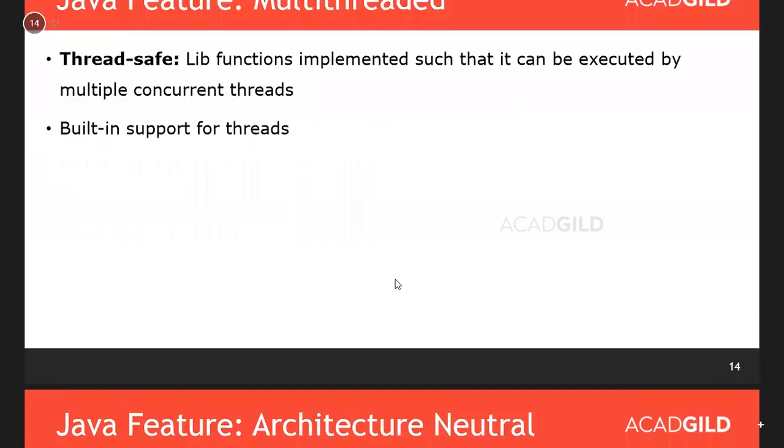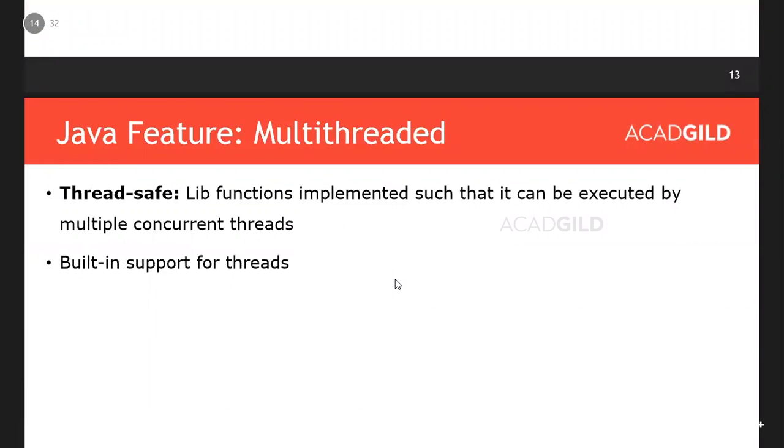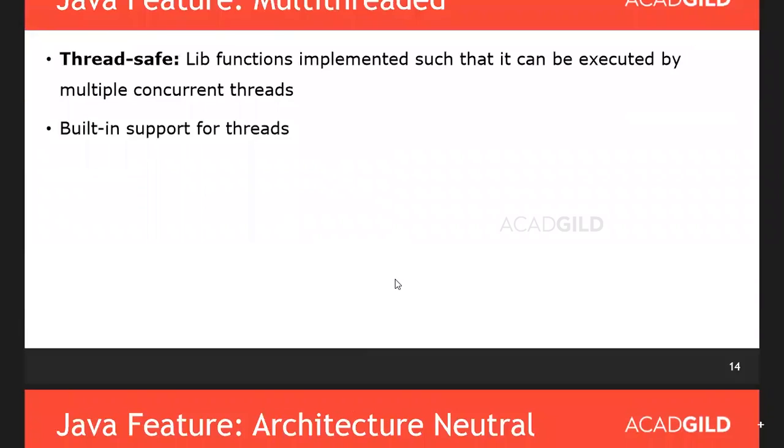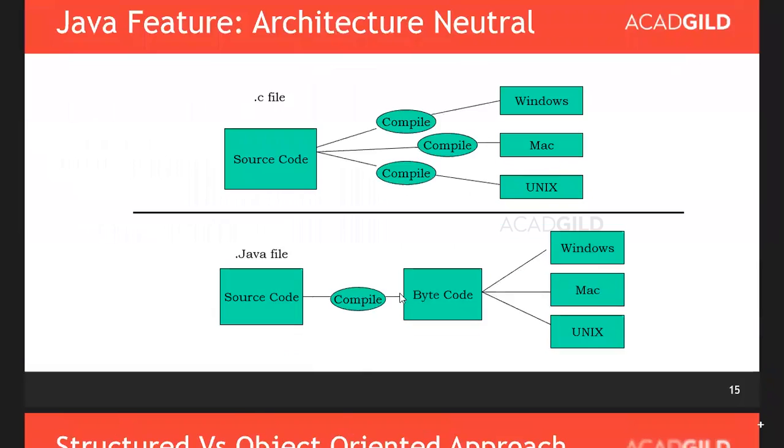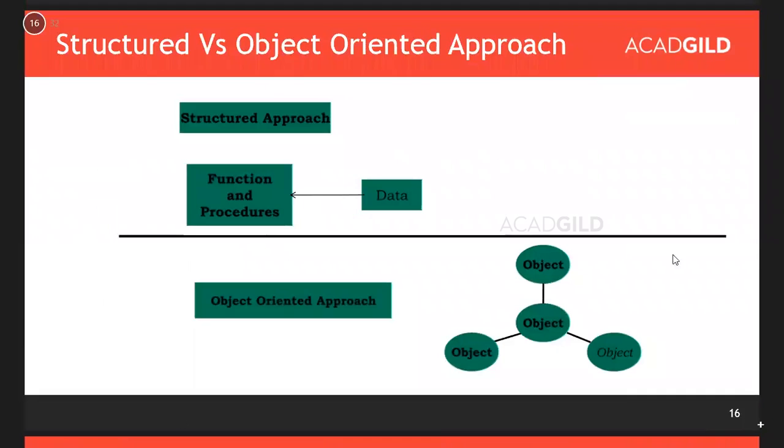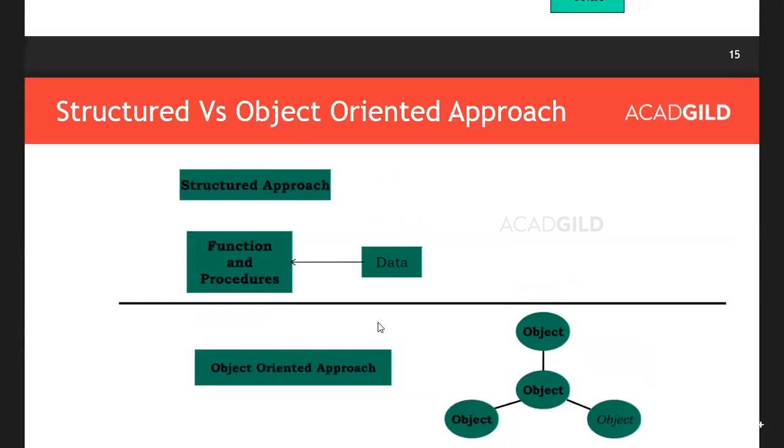And multi-threading, we can run multiple programs at a single time, but we won't do it today. We have a complete chapter for it. And this is very important, architecture neutral. If you see, there is one compiler, bytecode, and run anywhere. Very simple. This is all your object-oriented approach. I don't want to go into that because there is a complete session on it.